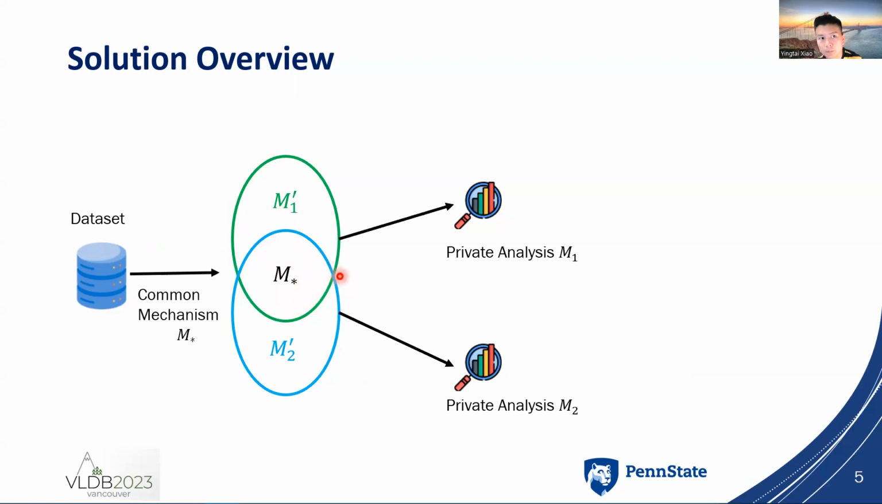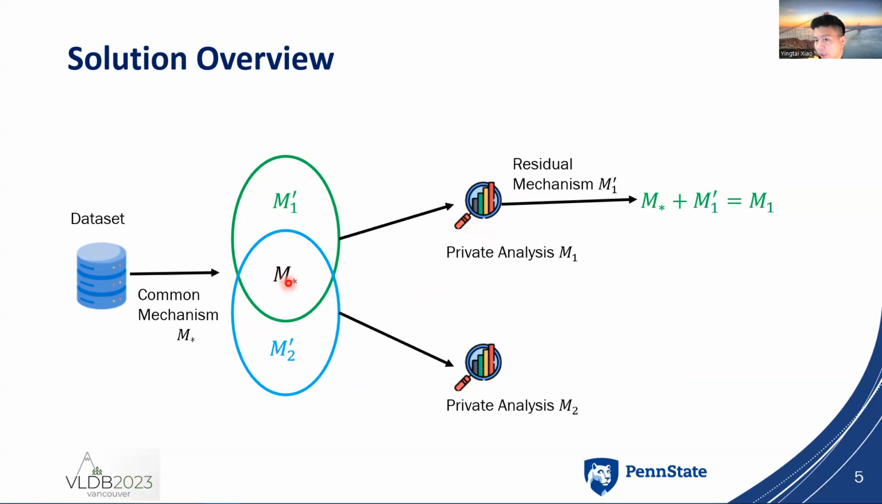Because these two mechanisms share some common information, it is very intuitive to first answer this common mechanism, because it can be used later. So we first answer the common mechanism and get part of the information from the data set. Based on the answer to the common mechanism, we decide whether we want to use mechanism 1 or mechanism 2. Suppose we are interested in mechanism 1, then we make use of the remaining part of the mechanism, which is called the residual mechanism.